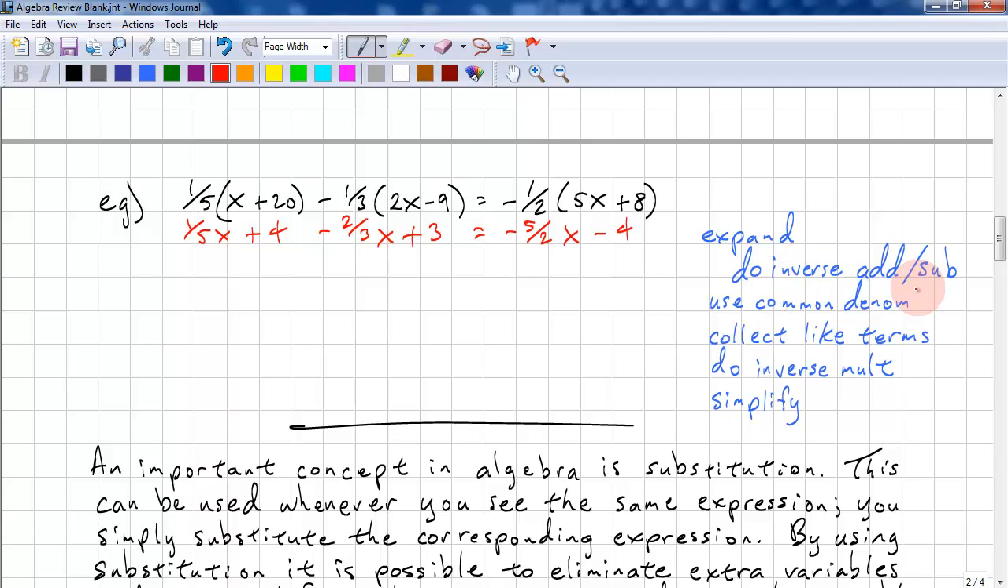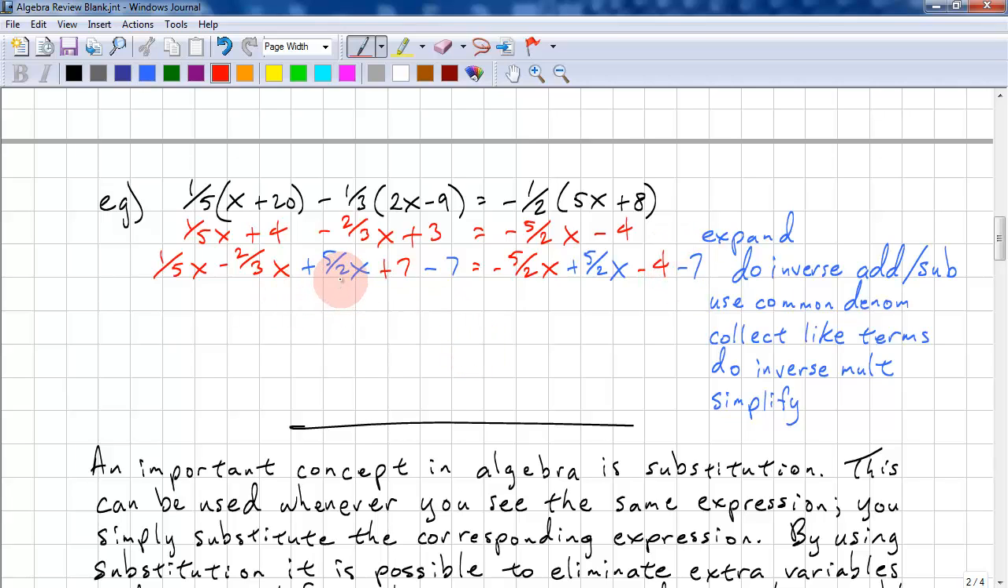Okay, let's do the inverse operations to move all the variables to the left-hand side and move all the constants to the right-hand side. So let's just gather the like terms. And now we have plus 5 over 2x. We have plus 7, so we need a minus 7. And we have minus 5 over 2x plus 5 over 2x. These will cancel out. We have minus 4, and we have minus 7.